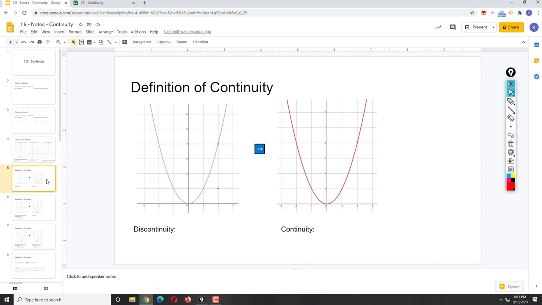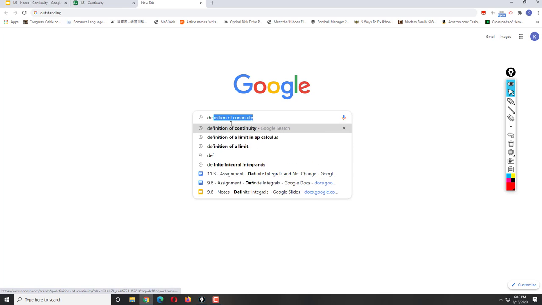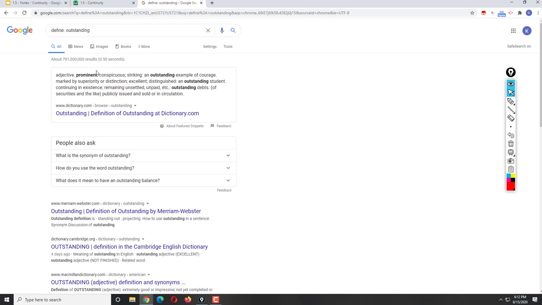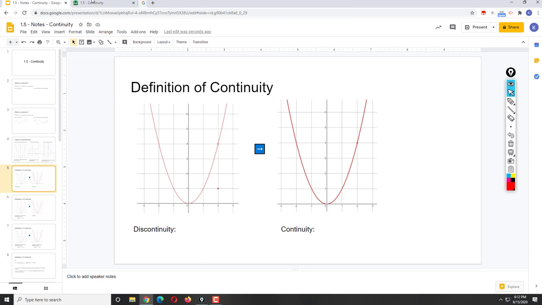So mathematicians want to be more rigorous. They want to say, I want a definition of continuity. Like in English, we might learn the definition of the word outstanding, while Google is giving us prominent, conspicuous, striking. That's the definition of outstanding. In math, we want a definition of continuity. How do we know when something is continuous?